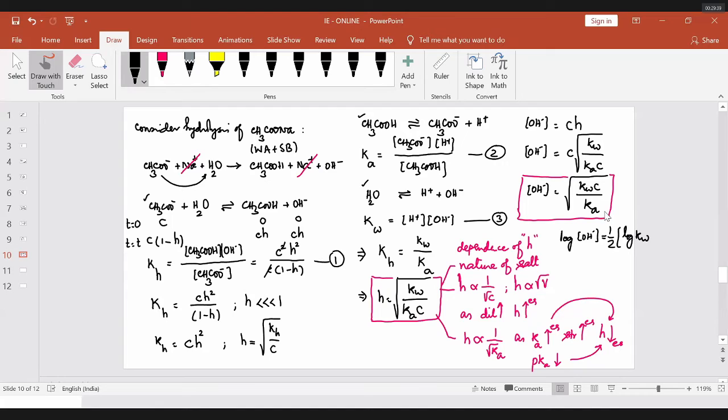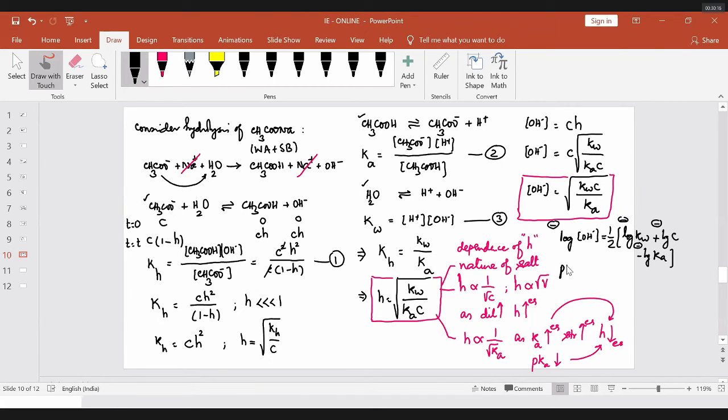Yes, very good. Log of Kw plus log of C minus log of Ka. So log of OH minus ion is equal to half log of Kw plus log C divided by minus log K. I don't want log, sir, I want pH. Multiply throughout by a negative sign, then it becomes minus log of OH.